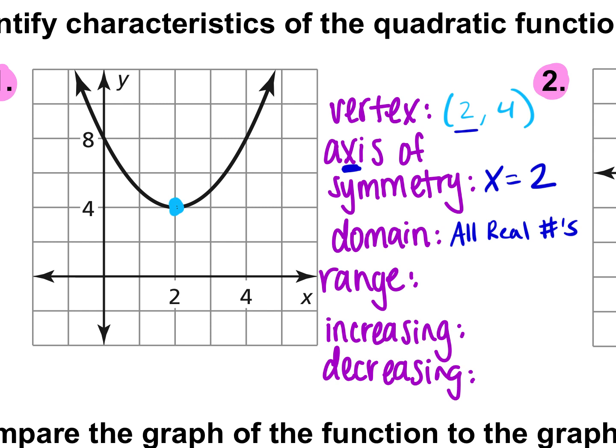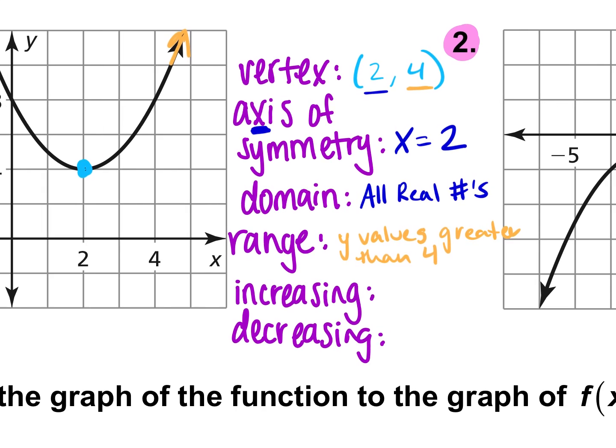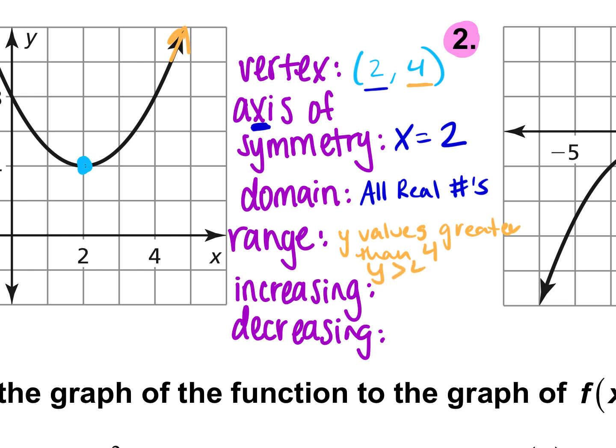For the range, we're talking about y values. So a couple things we have to include here. We want to include our y value from the vertex, so that would be 4. And now we have to look at our graph. Does our graph point up or point down? Up. So we're talking about y values greater than 4. You could say y is greater than 4. Either way, you can put it in words or you can use the greater than symbol. Y is greater than 4.